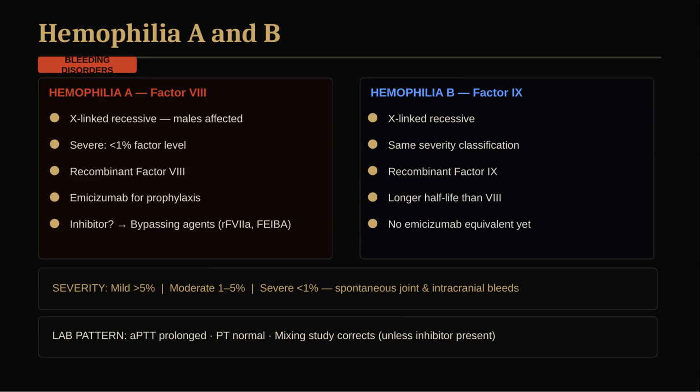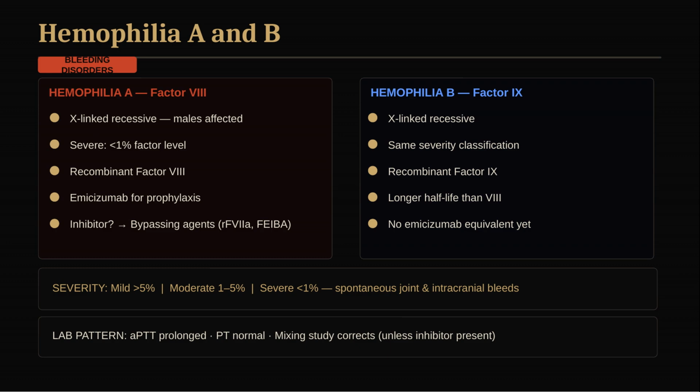Hemophilia A is factor 8 deficiency. Hemophilia B is factor 9 deficiency. Both are X-linked recessive. Almost exclusively males, carriers are female. Severity tracks with factor level. Above 5% is mild, 1 to 5% is moderate, below 1% is severe. Severe hemophilia bleeds spontaneously, joints, muscles, intracranial. Treatment for hemophilia A: recombinant factor 8 or emicizumab for prophylaxis. Treatment for hemophilia B: recombinant factor 9.